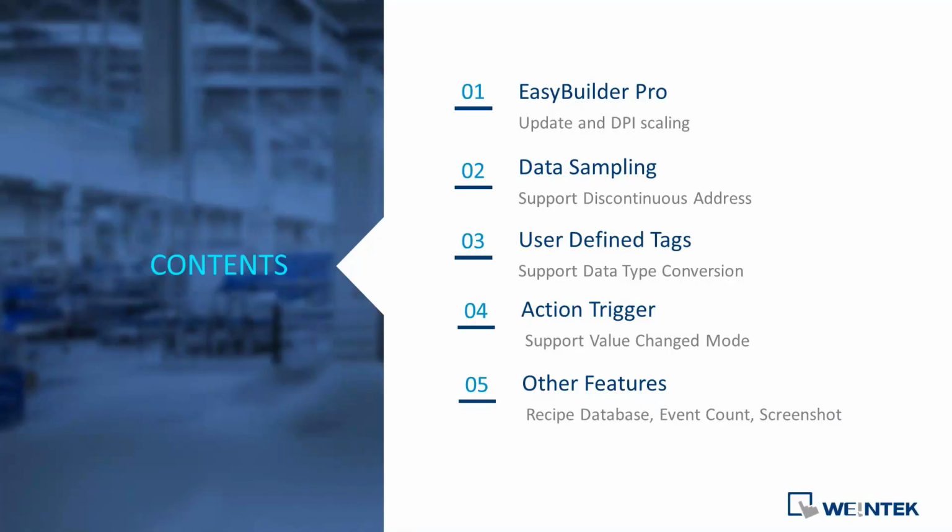First, I'm going to talk about something new in EasyBuilder Pro. I'm going to talk about data sampling support for discontinuous addresses, and it also supports using user-defined text for data type conversion, and our action trigger has supported the value change mode, and there are some other features also supported in this version.